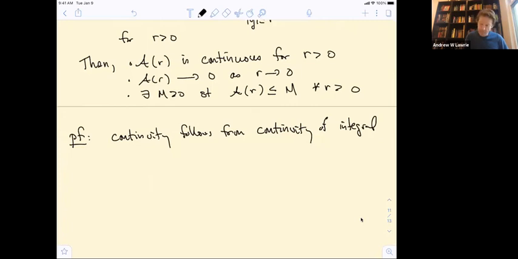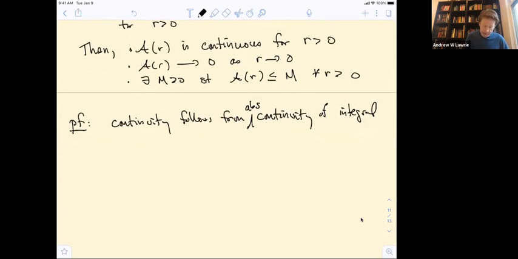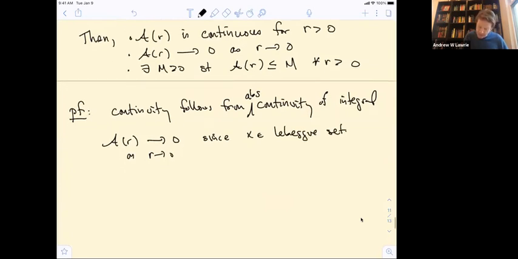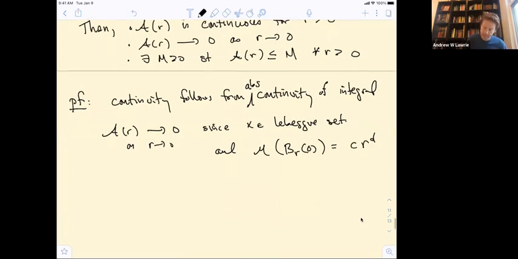The integral, absolute continuity of the integral. A of r tends to 0 as r goes to 0, since x is in the Lebesgue set. And the measure of the ball of radius r is equal to a constant times r to the d. So this is just a consequence of x being in the Lebesgue set.